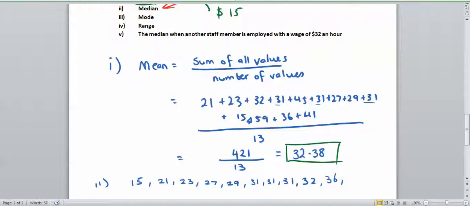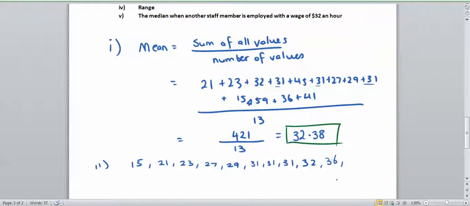Okay, so how many we've got now? 1, 2, 3, 4, 5, 6, 7, 8, 9, 10. So we've got 3 left. So we've got a 36, we've got a 41, a 45, and a 59. Most of the questions have fewer than 13 values, but we've now arranged those in ascending order from smallest to largest.